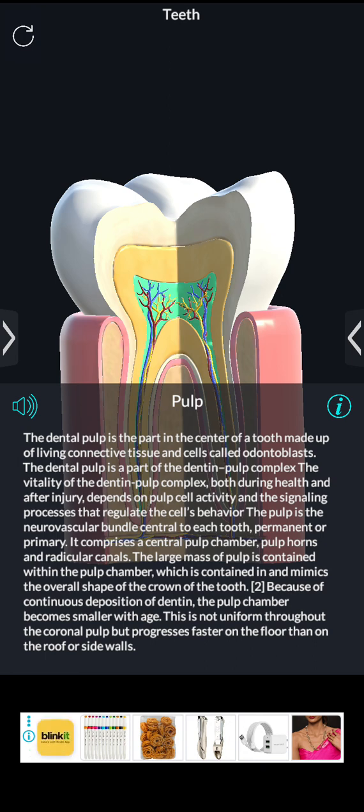The pulp is the neurovascular bundle central to each tooth, permanent or primary. It comprises a central pulp chamber, pulp horns, and radicular canals. The large mass of pulp is contained within the pulp chamber, which is contained in and mimics the overall shape of the crown of the tooth. Because of continuous deposition of dentin, the pulp chamber becomes smaller with age. This is not uniform throughout the coronal pulp but progresses faster on the floor than on the roof or side walls.